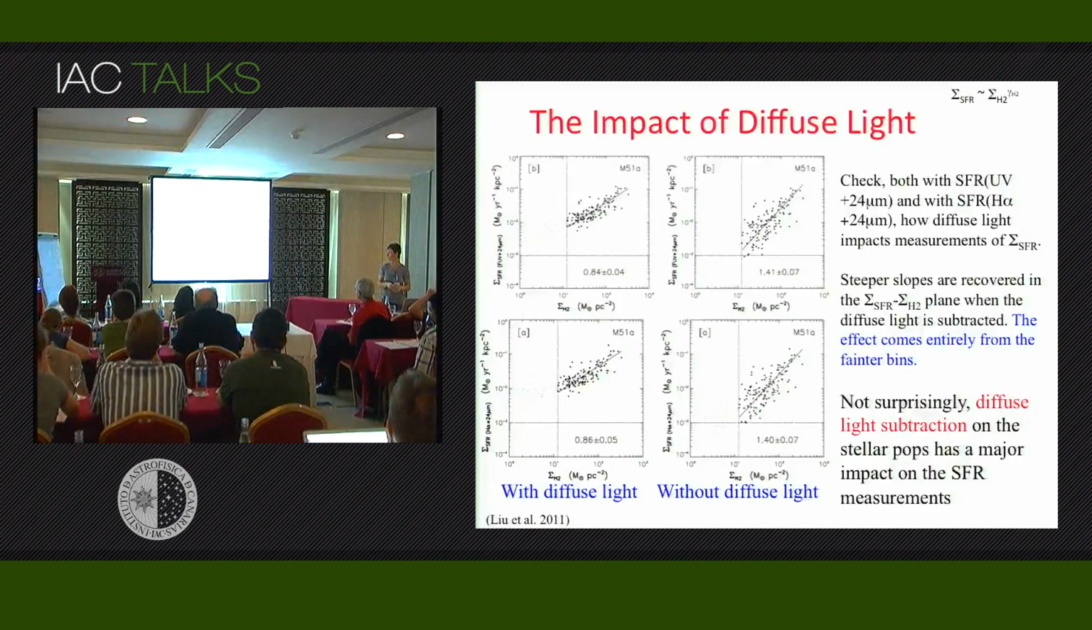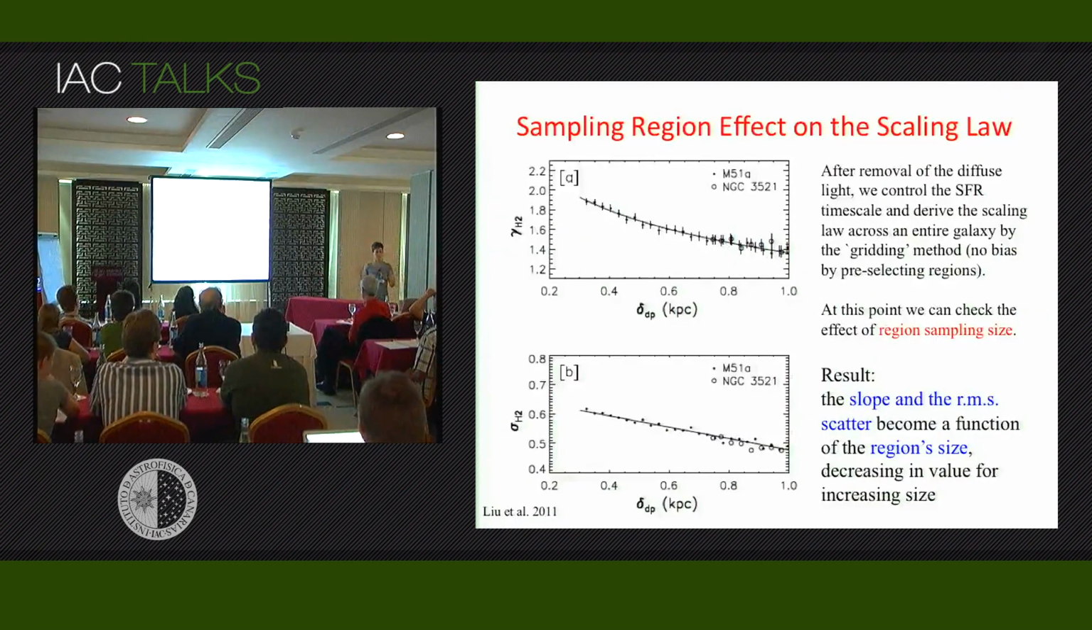So not surprisingly, the diffuse light subtraction has a major impact on what you measure in terms of the star formation scaling law. In one case, you recover roughly a linear relation, actually 0.8. In the other one, you recover a slope of 1.4. So, we know how to control time scales now.